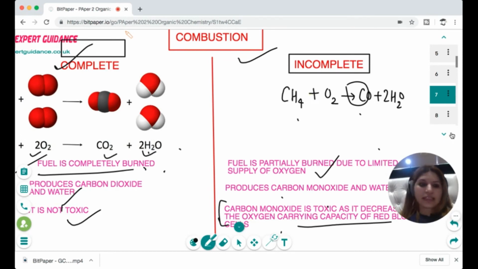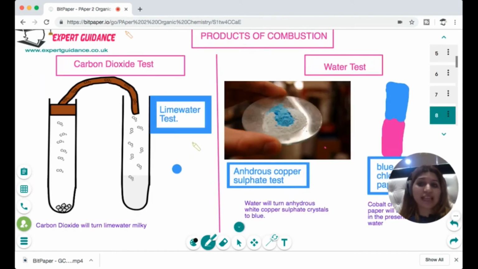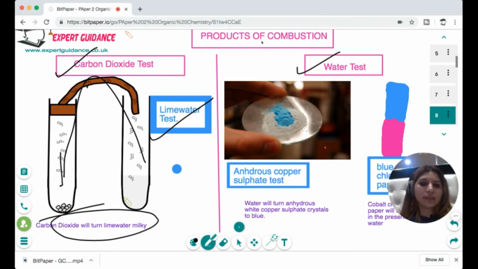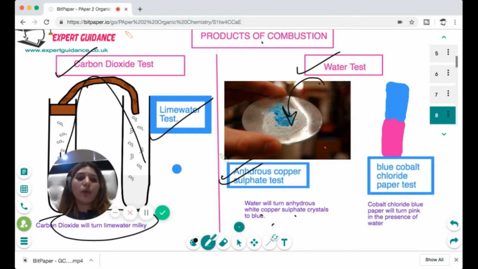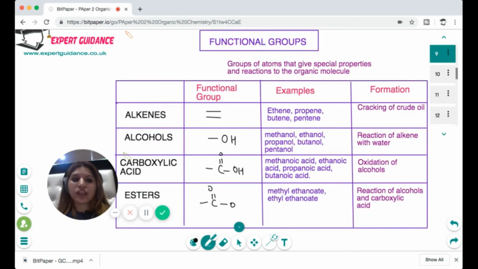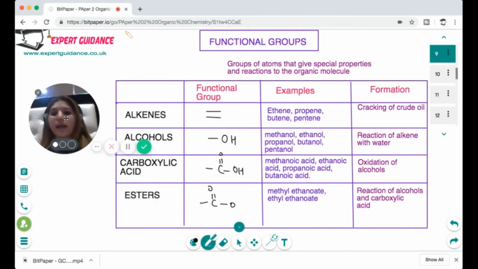Okay? Now, the next thing we need to do is see how you test the products of combustion. Combustion gives carbon dioxide and water. For carbon dioxide, it is the lime water test. You do the combustion reaction, and you pass the gas through lime water, and it will turn lime water milky. For the water test, you take anhydrous copper sulfate, and when you add water to the anhydrous copper sulfate, it will turn blue. Or you pass the water through blue cobalt chloride paper and it will turn pink. So cobalt chloride and copper sulfate are both tests for combustion products.